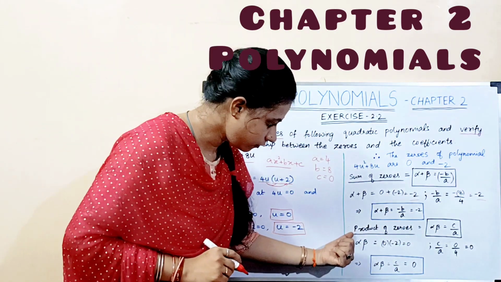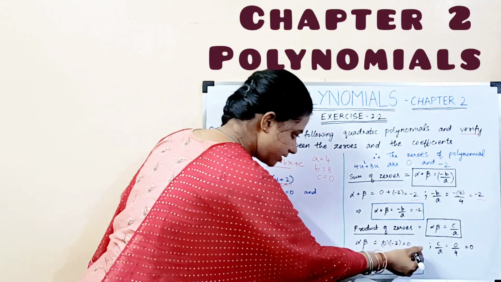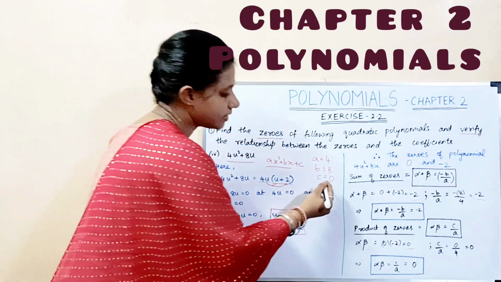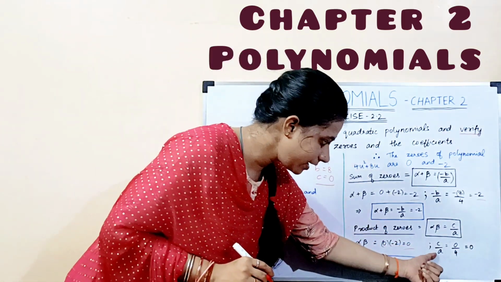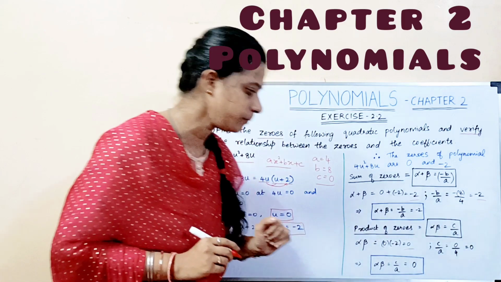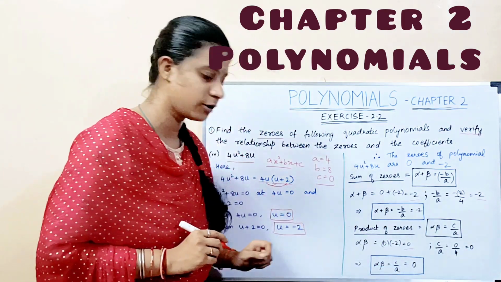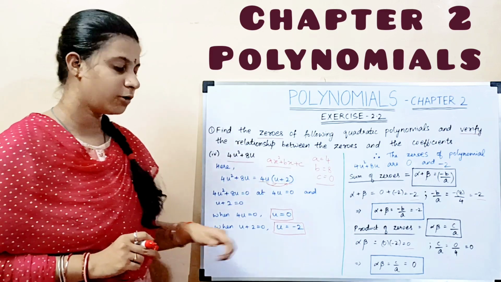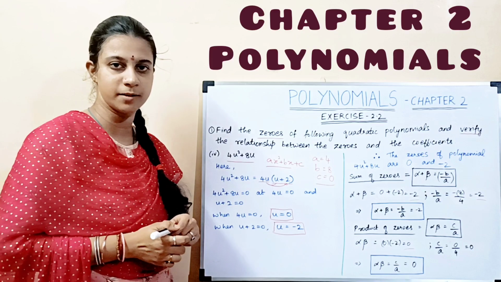Now coming to the product of the zeros, 0 into minus 2 is 0. 0 into anything will be 0. And for c by a, the c term is not present here, so c is 0. So for c by a, we will get 0 by 4 is equal to 0. Thus, we will get alpha beta equal to c by a equal to 0. Now we have verified the required relationship also. Now let's move on to the fifth subdivision.